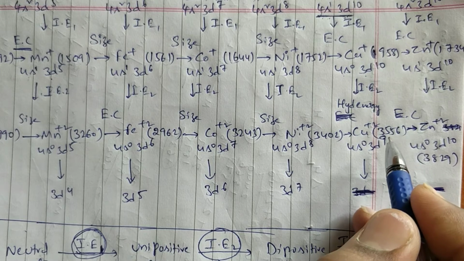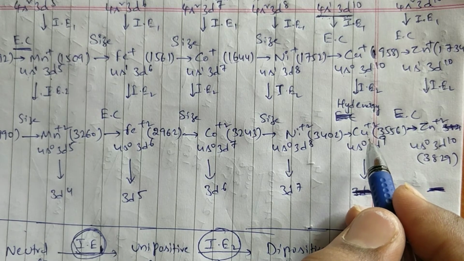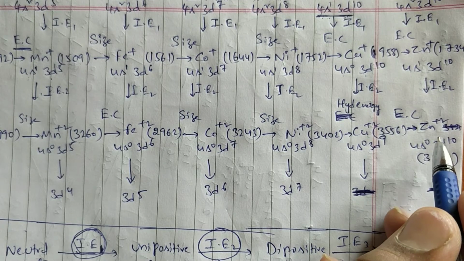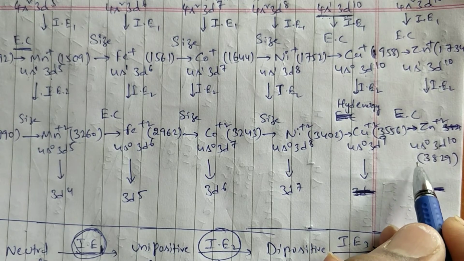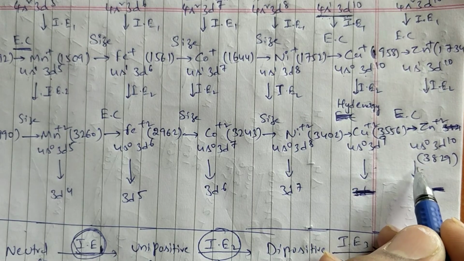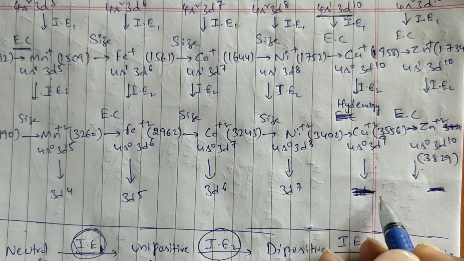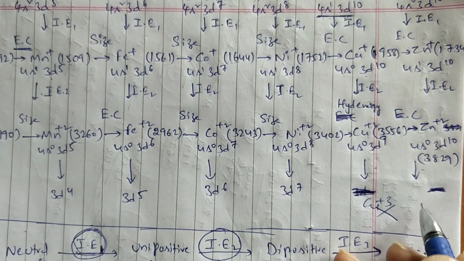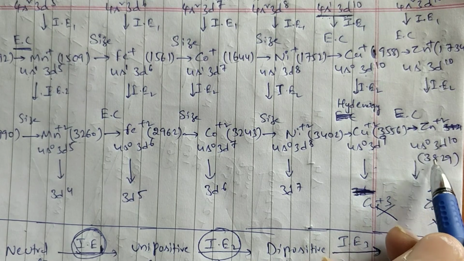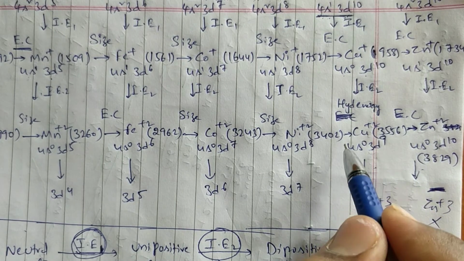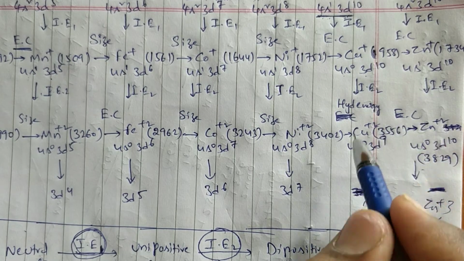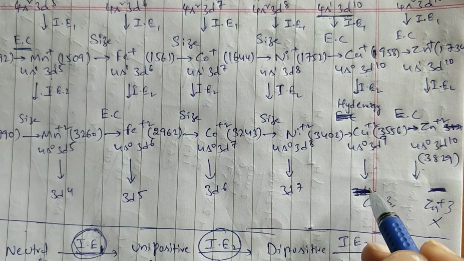Even it is dominating the aqueous solution stability of Cu+2 also. That's why 3829 is the ionization energy of Zn+2, which is not at all possible to supply for Cu+2 and Zn+2. So there is no chance of Cu+3 and Zn+3. This is 3556, this is 3829. Very high amount of ionization energies are required to convert Zn+2 to Zn+3, as well as Cu+2 to Cu+3.